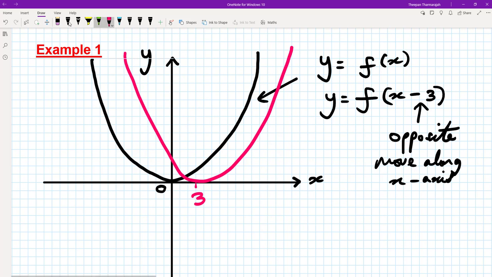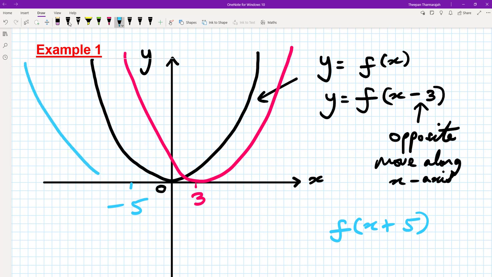So likewise, if I wanted to sketch f(x plus 5), then I would do the opposite of plus 5, which is minus 5, and go 1, 2, 3, 4, and 5 units towards the left, the opposite of what has been described, because it's in brackets.